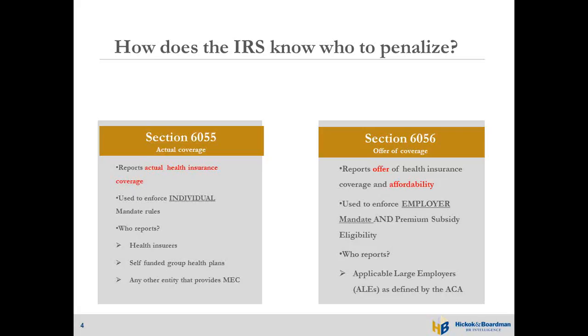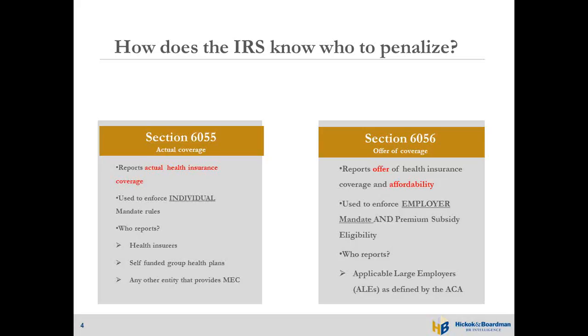And this is going to be used to enforce the individual mandate. So the employee's name and their date of birth and Social Security number and all the dependents, all that information has to be included with Section 6055 so the IRS knows on an individual basis who has coverage and who didn't have coverage, because penalties may apply to them.